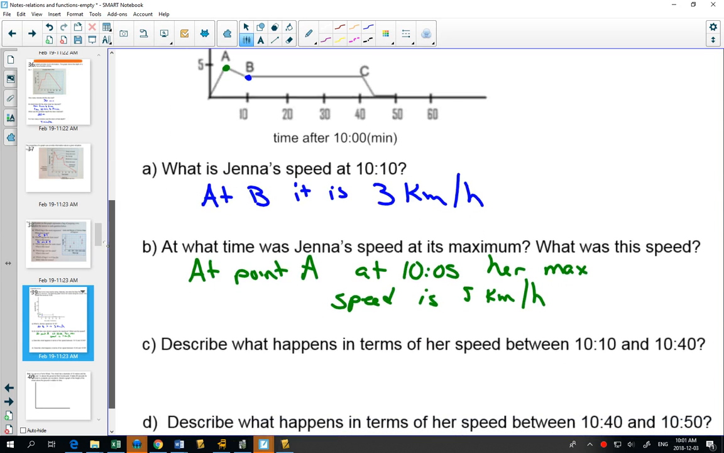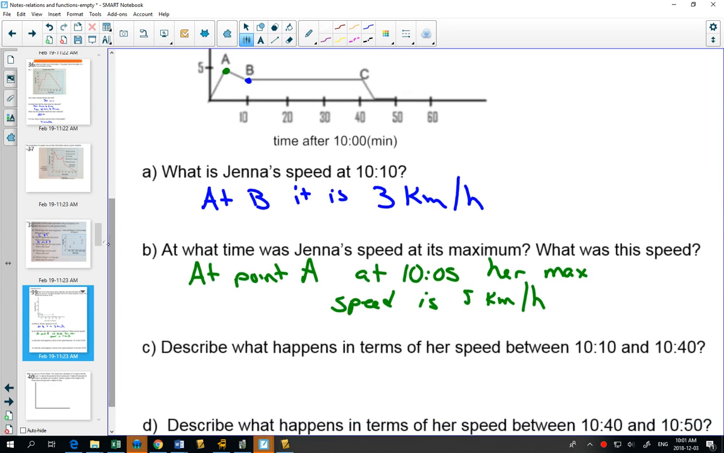Part C, describe what happens in terms of her speed between 10:10 and 10:40. What's happening to her speed during that time? The speed remains constant. It doesn't change.